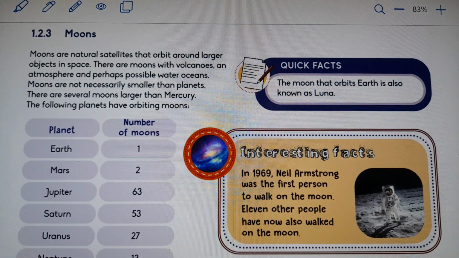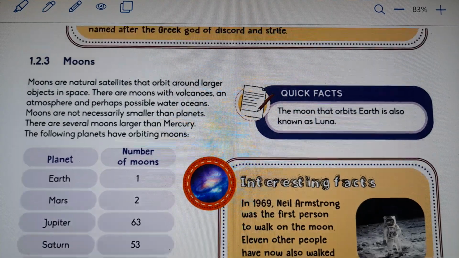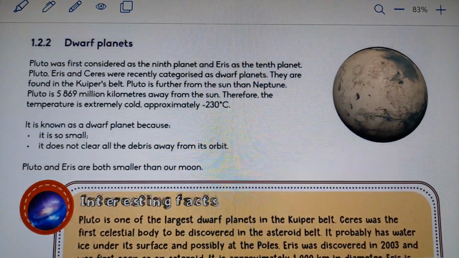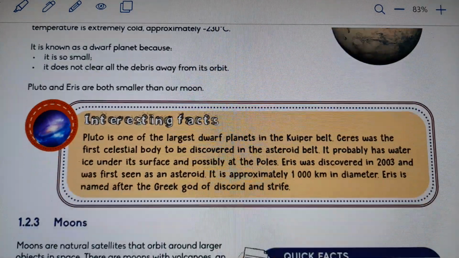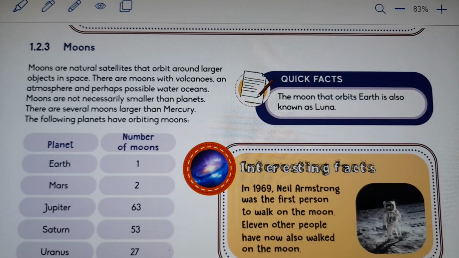So we know why some planets are called dwarf planets now, and we've got 3 dwarf planets: Pluto, Ceres, and Eris. They are called dwarf planets because they are so small and they do not clear all the debris away from their orbit. So now let's go to the moons.